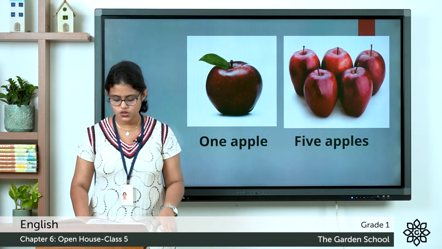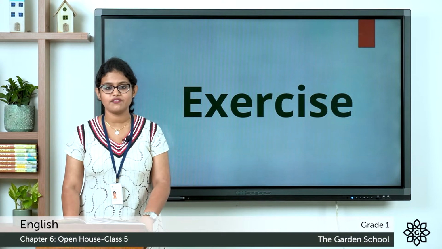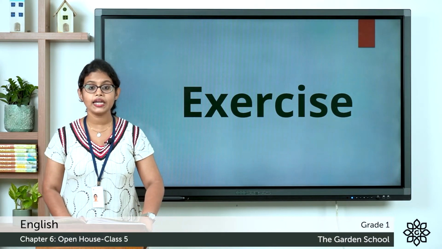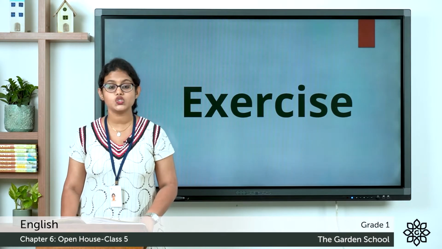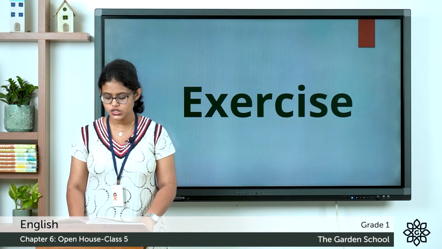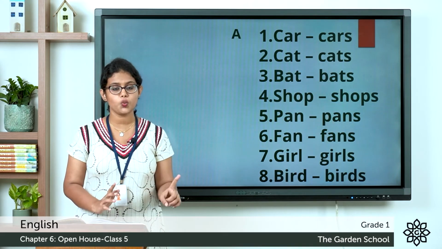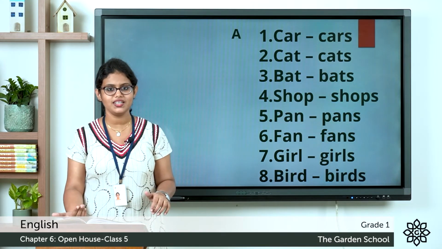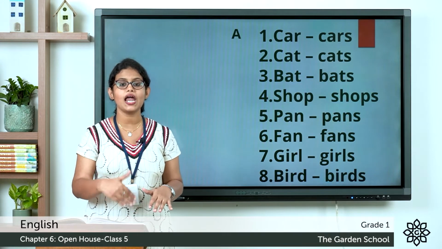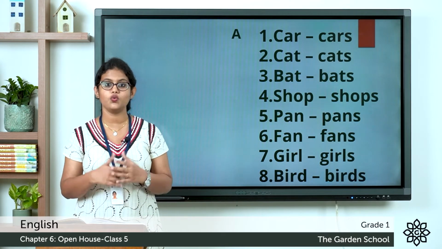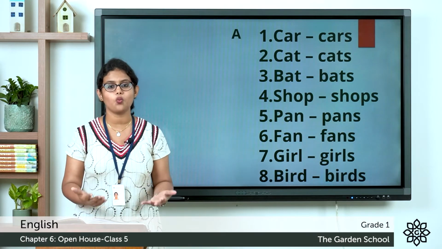Okay. So, in page number 87, there is an exercise based on this. Add S to the naming words to make them many. So, see the first one, car. It means just 1. To make it many, what we need to do? We need to add S, right? So, it becomes cars. So, which means it is more than 1.